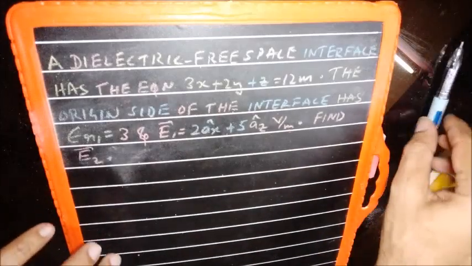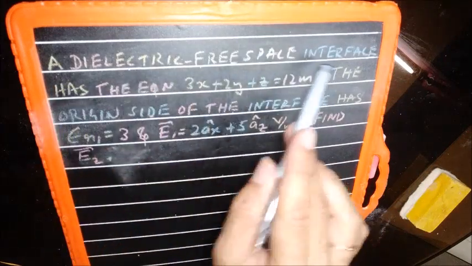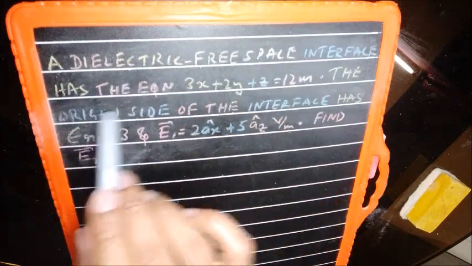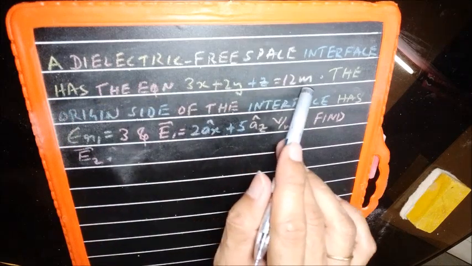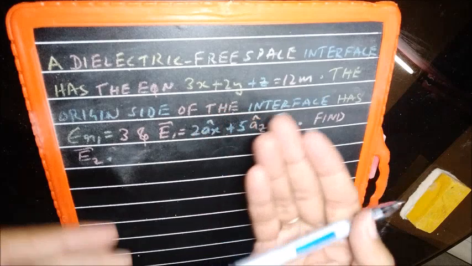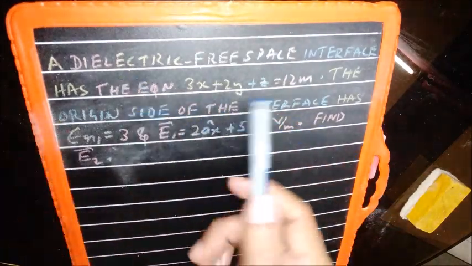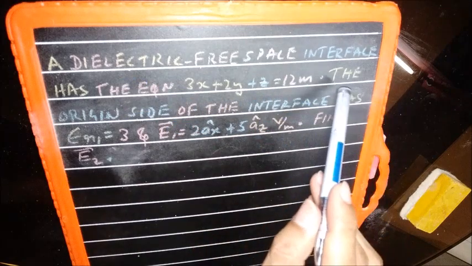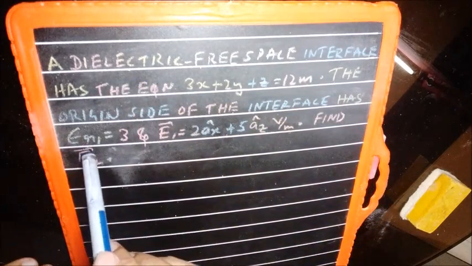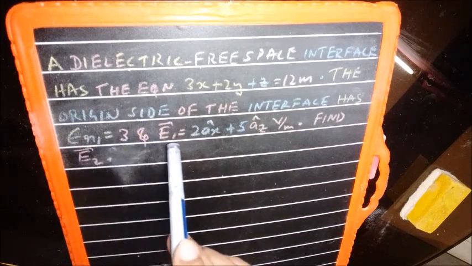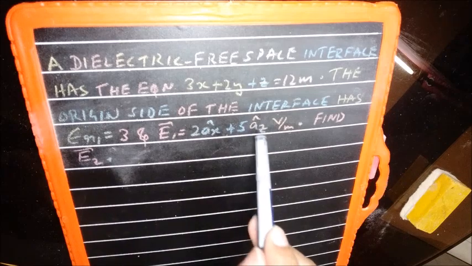The second problem is this. A dielectric free space interface has the equation 3x plus 2y plus z is equal to 12 meters. So the interface is given in the form of an equation, and it is an interface between a dielectric and a free space. We have to find, or rather before that, the origin side of the interface has epsilon r1 equal to 3 and E1, the electric field, as 2ax cap plus 5az cap volt per meter.